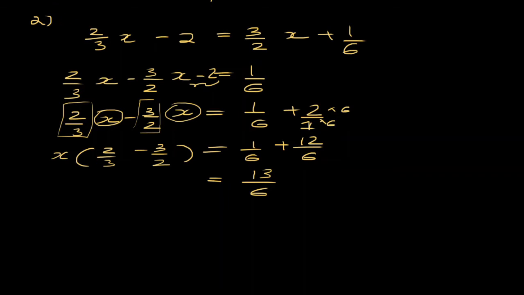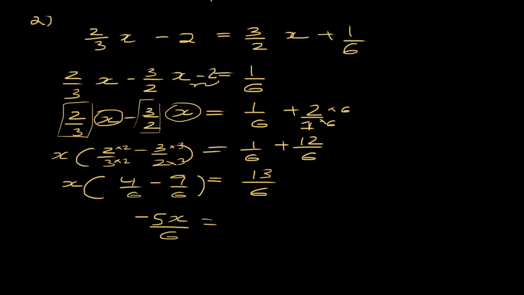So what do we do on this side? We multiply this by 2 and this by 2, this by 3 and this by 3, to get a common denominator. So you get x times 4 over 6 minus 9 over 6. If we simplify this down, you get minus 5x over 6 is equal to 13 over 6.